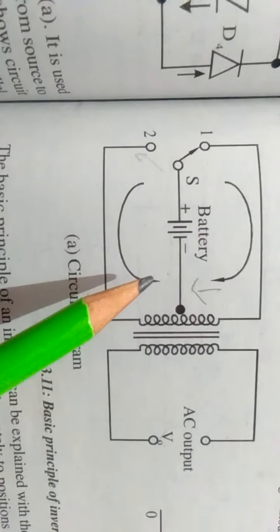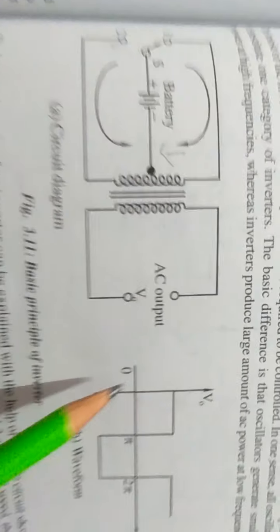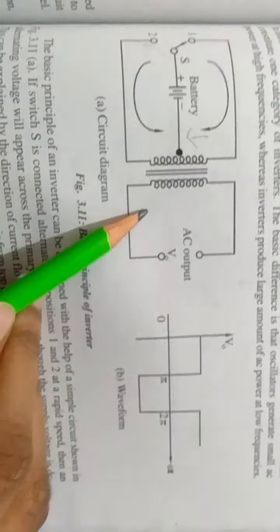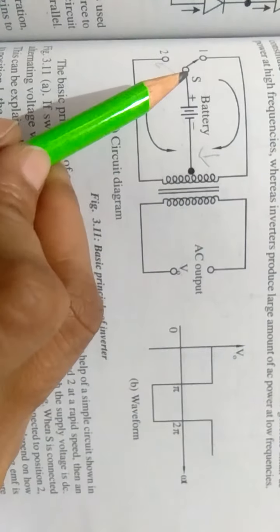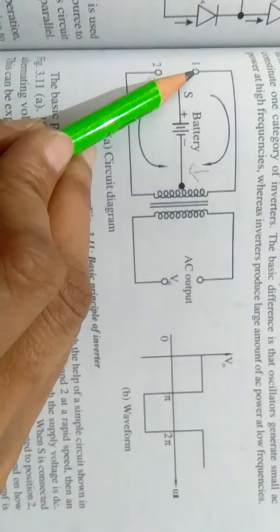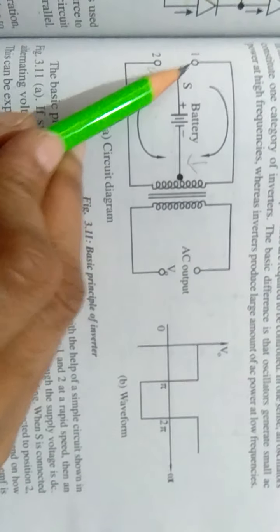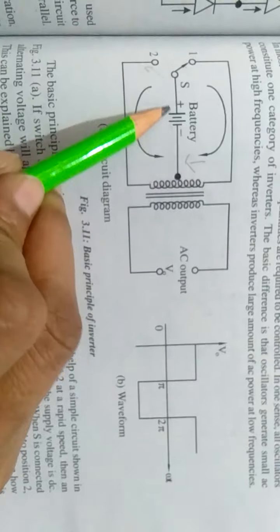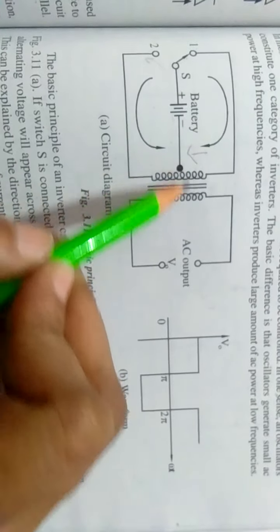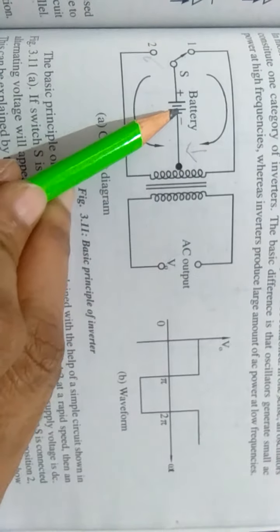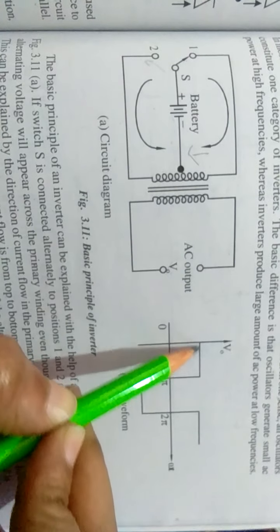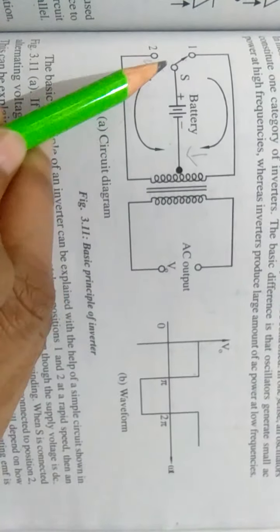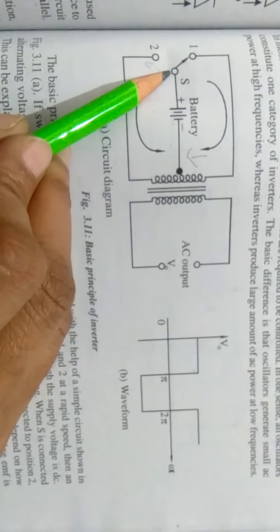Here you won't get AC directly like a sine wave. The signal you get for this circuit will be a square wave. How will it be generated? When the switch is at position 1, the current flows like this. As this is a DC supply, a constant current will be flowing. Due to this, there will be some output voltage and this voltage will be constant for the time during which the switch is in the on condition.